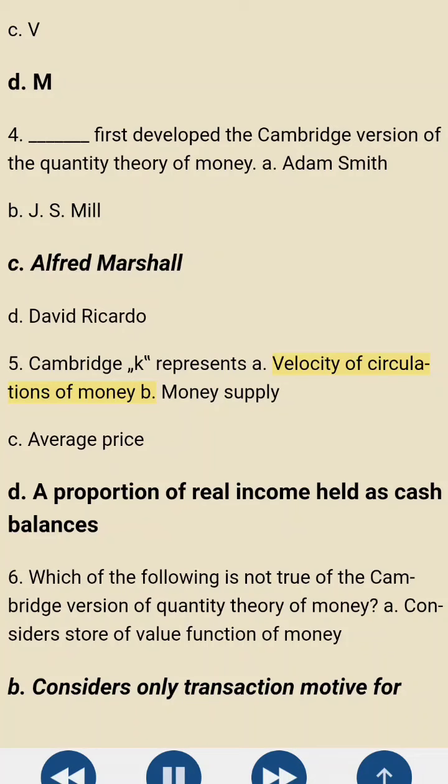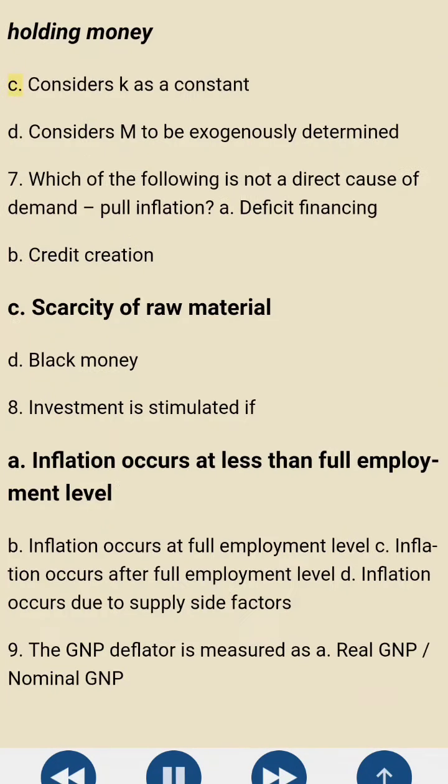5. Cambridge K represents A. Velocity of circulation of money. B. Money supply. C. Average price. D. A proportion of real income held as cash balances. 6. Which of the following is not true of the Cambridge version of quantity theory of money? A. Considers store of value function of money. B. Considers only transaction motive for holding money. C. Considers K as a constant. D. Considers M to be exogenously determined.